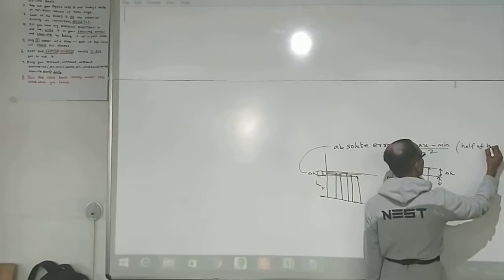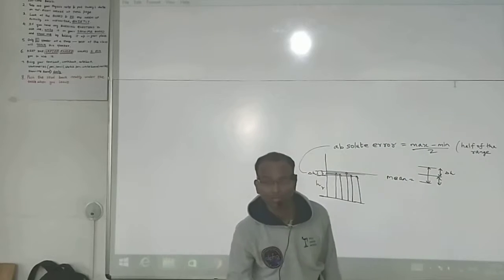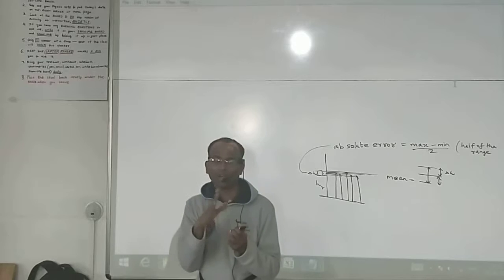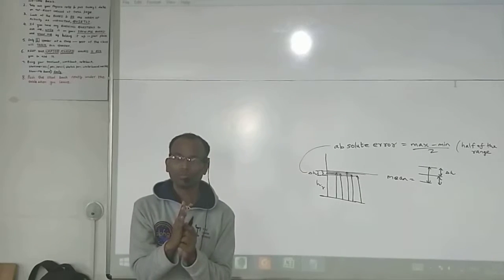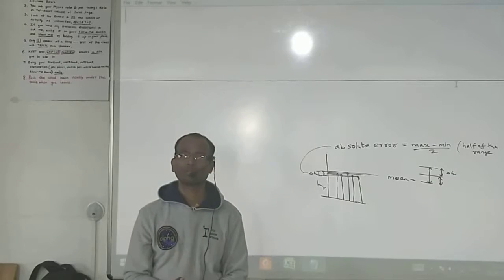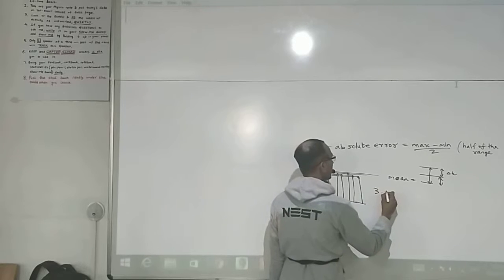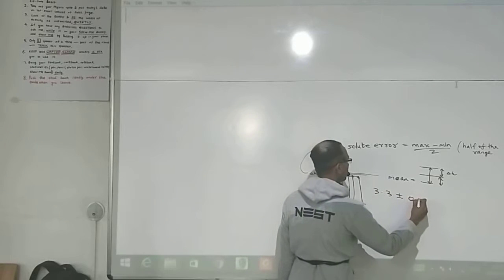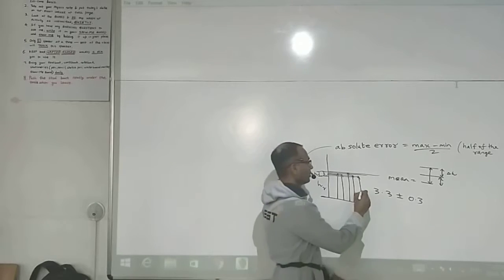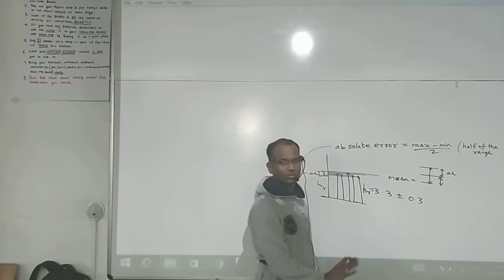So what exactly is the absolute error? Absolute error tells you by how much the mean value can fluctuate. It gives you the confidence in your measurement. So if I say the rebound height is 3.3 plus or minus 0.3, that means the rebound height can be anything between 3.6 and 3.0.